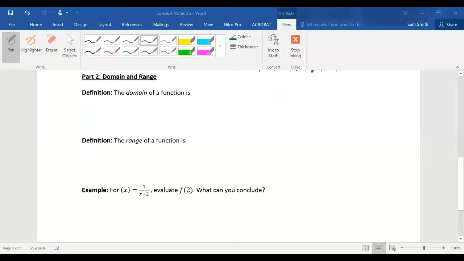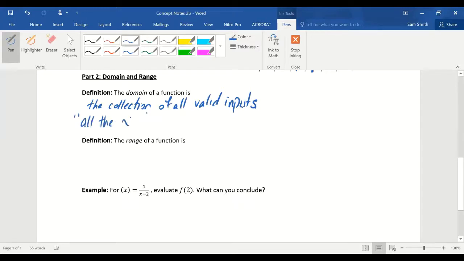I want to talk about domain and range of a function. These are words that I use to describe some aspects or characteristics of the function. Domain. The domain of a function is the collection of all valid inputs. A lot of folks like to think about this as all the x's, which I think is a perfectly acceptable working definition for us right now in algebra.